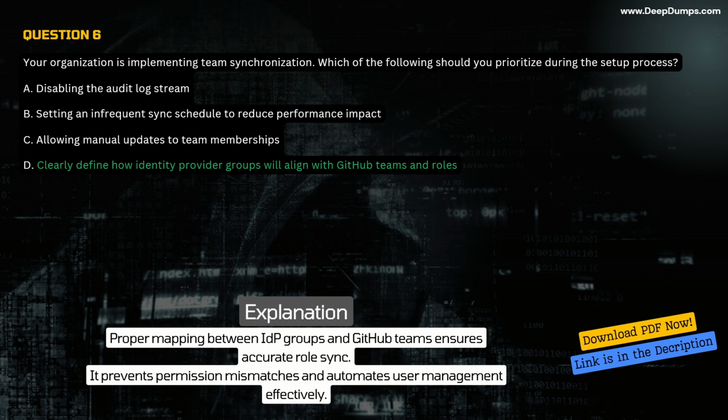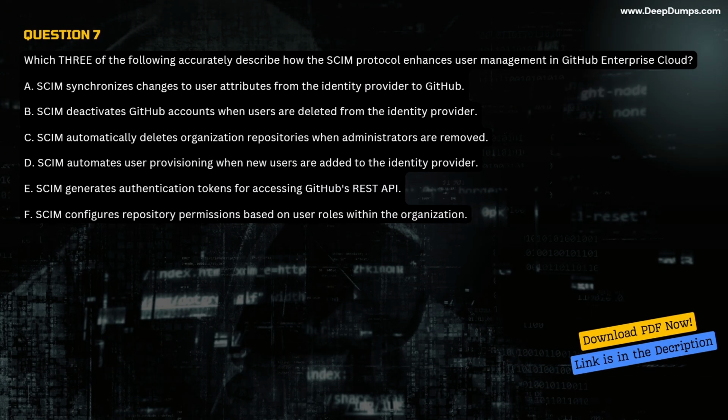Explanation. Proper mapping between IdP groups and GitHub teams ensures accurate role sync. It prevents permission mismatches and automates user management effectively. Question 7. Which three of the following accurately describe how the SCIM protocol enhances user management in GitHub Enterprise Cloud? A.